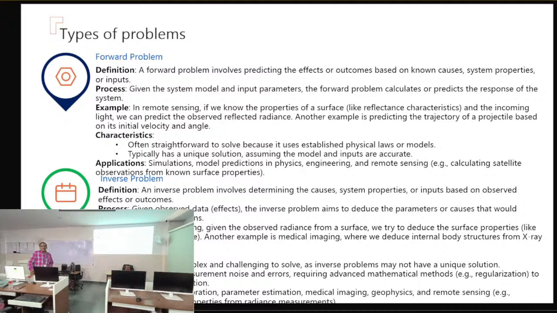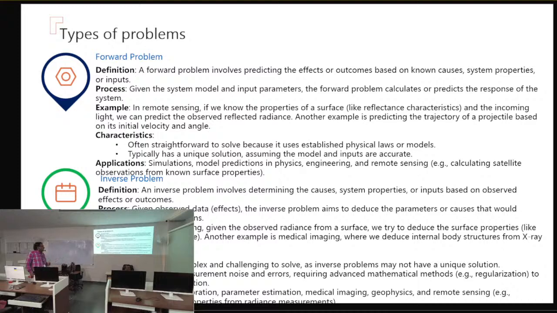They have got their own limitations. To understand and put into better use is a very important aspect of any technology. So here, when I am defining the forward problem, a forward problem involves predicting the effects or outcomes based on known causes, system properties or inputs.